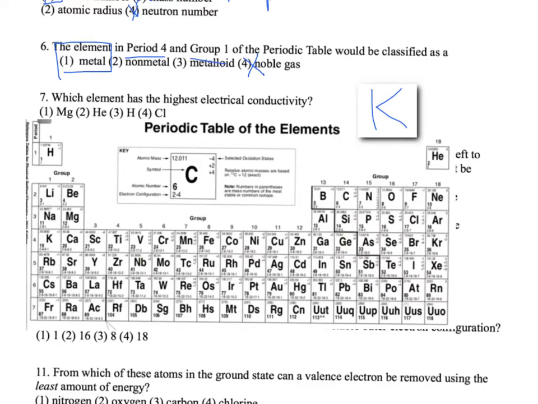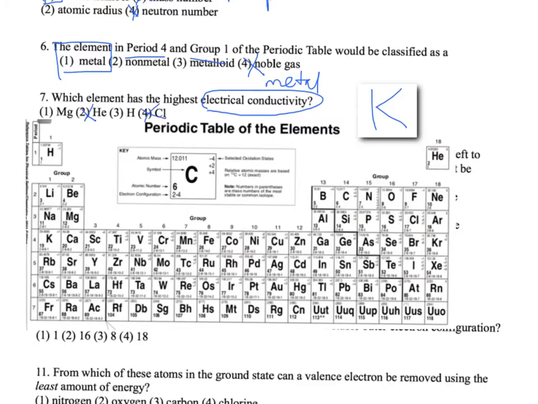Question 7, we're asked to look for the element with the highest electrical conductivity. Elements with electrical conductivity tend to be metals, so we're going to use the same geographic location, the bold staircase, to find the metals. So we're looking for an element that is to the left of the bold staircase. That automatically eliminates chlorine, which is here, and helium, which is here. Those are definite nonmetals.